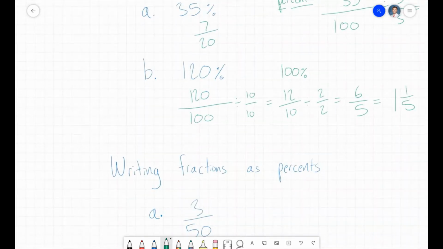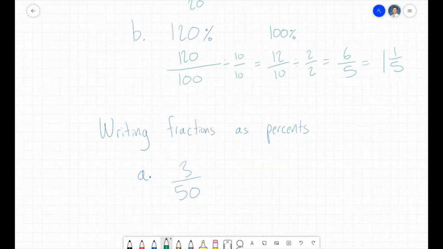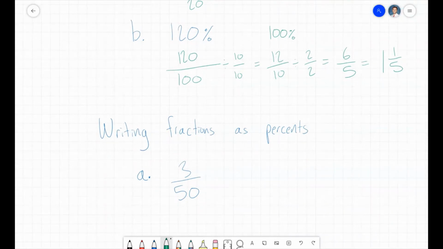Okay, now we can also go the other direction with this. We can do fractions written as a percent. So sometimes it'll be super easy. Sometimes it's a matter of finding an equivalent fraction with a denominator of 100. So for example, if I'm looking at 3/50, it's really easy for me to find an equivalent fraction that has a denominator of 100 because 50 times 2 equals 100. So then 3 times 2 equals 6. And again, percent means out of 100. So this numerator here, out of 100, would represent my percent. So 3/50 is equal to 6%.